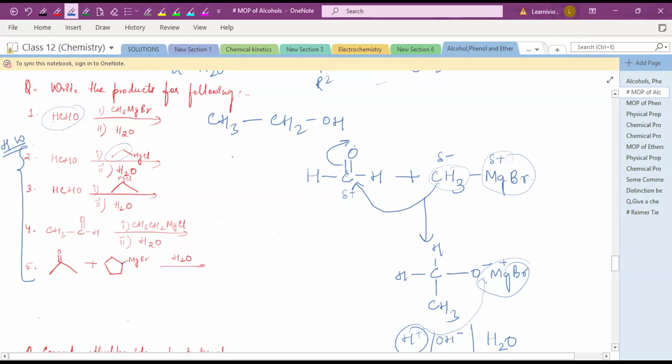C2H5CH2OH. Okay, that is your product. Quickly write it down. You can just write CH3, CH2, like this, just a second.